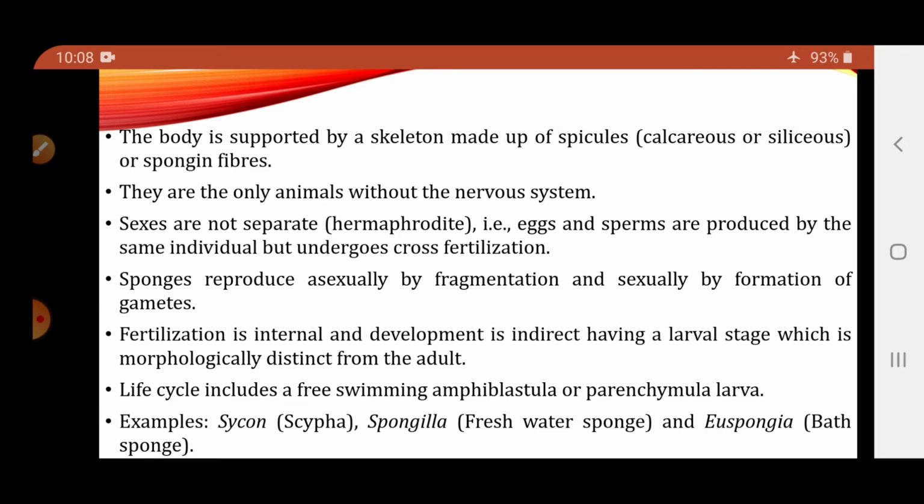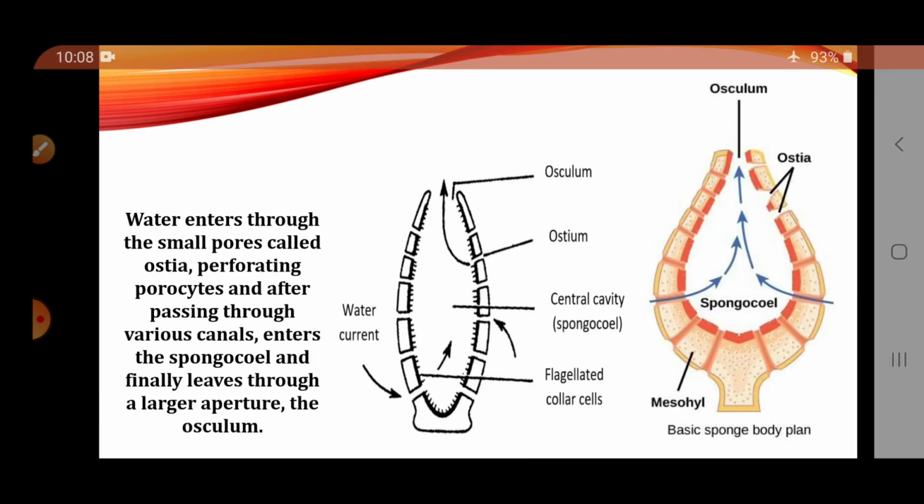Now examples of the sponges, the one written in italics are the scientific name and in the bracket are the common name. So Sycon, whose common name is Scypha, Spongilla, which is a freshwater sponge, and Euspongia, which is a bath sponge. So these are some of the examples of the poriferans.